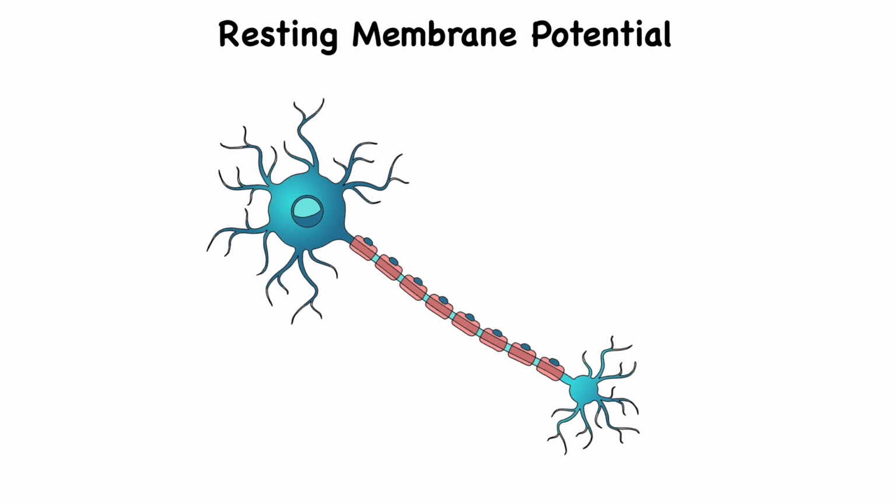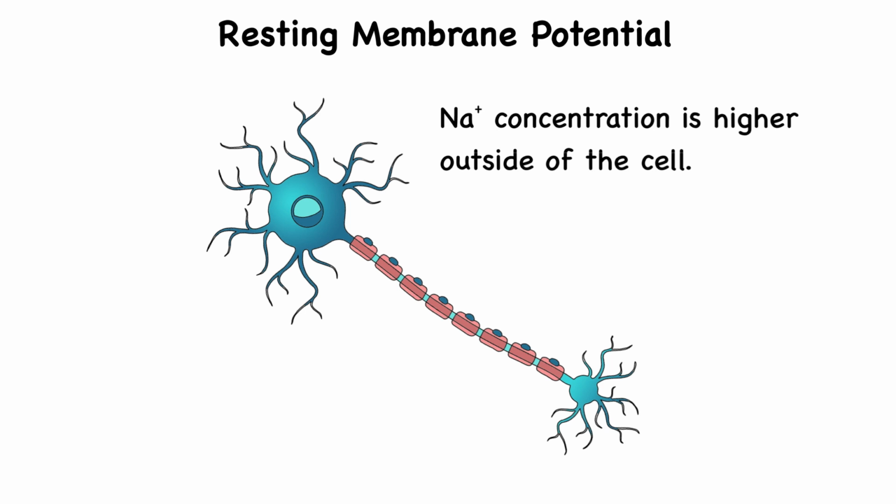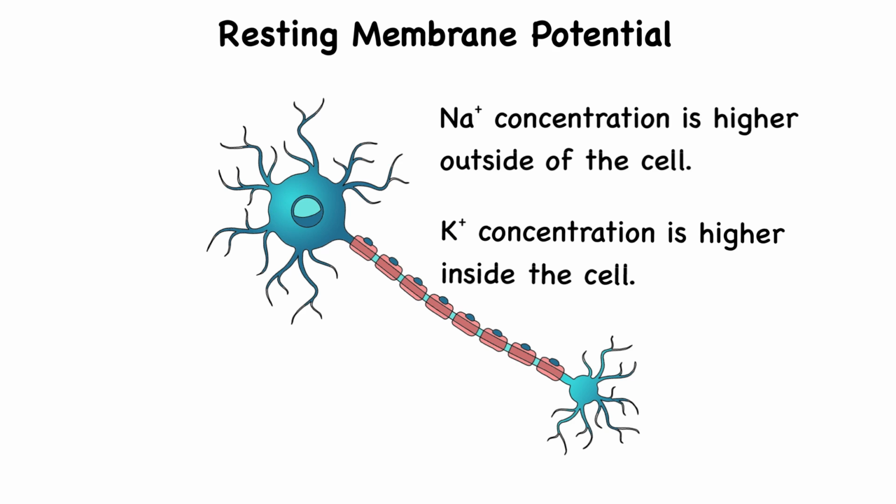So let's take a look at the neuron at rest. Even when a neuron is not sending signals, it's still electrically charged, much like a battery. This occurs because of an uneven distribution of ions. Sodium concentration is higher outside of the cell, where potassium concentration is higher inside the cell. And thanks to those leak channels, especially potassium leaking out, the inside of the cell stays negative.